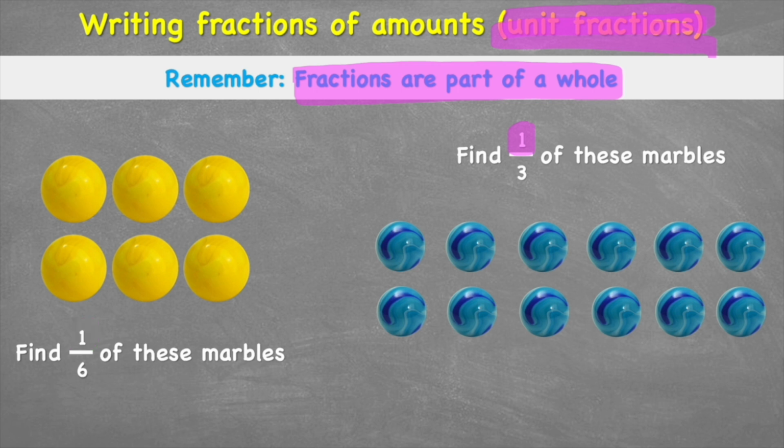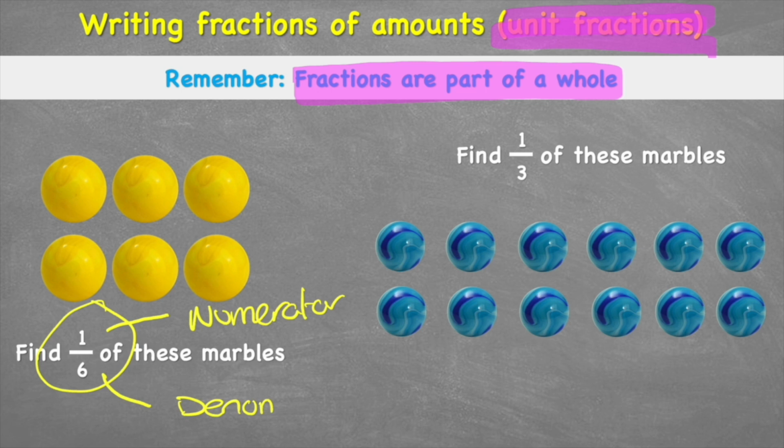When we're looking at a fraction, for example, this 1/6 over here, we have two numbers. The number on the top is called the numerator, and the number on the bottom, the denominator. The denominator tells me how many I've split my whole into. So I have my whole pack of marbles here, and I've split them into 1, 2, 3, 4, 5, 6. And the numerator is how many we're trying to focus on. So in this case, 1.